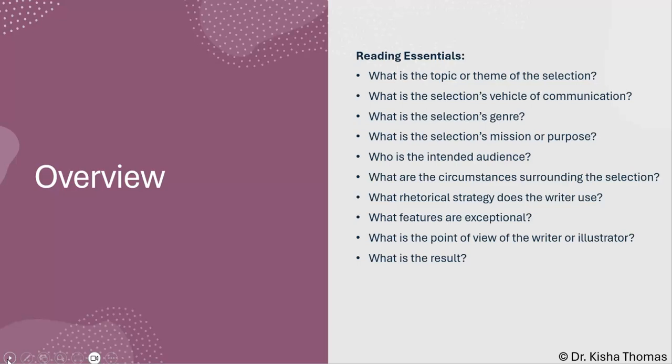Also think about what are some circumstances surrounding a selection. What rhetorical strategies does the writer use? What features are exceptional? And what is the point of view of the writer or illustrator? And last but not least, what is the result?